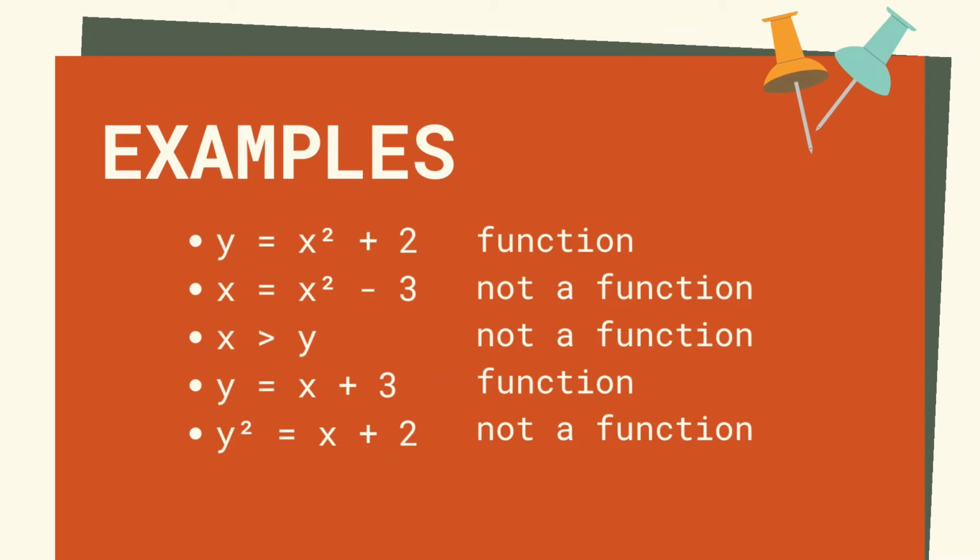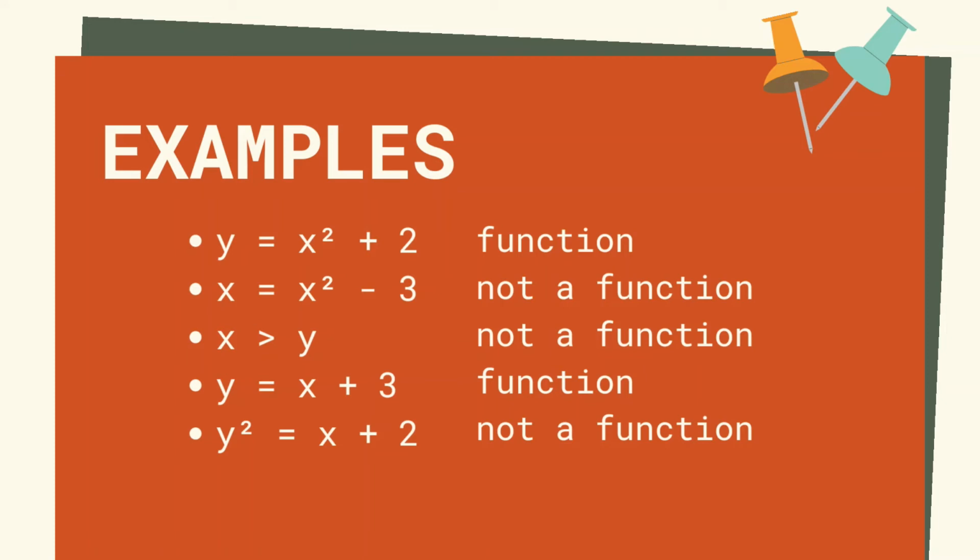The fourth example is y is equal to x plus 3. This is a function because it is in equality form and has x and y. And the last example is y squared is equal to x plus 2. This is not a function because the exponent of y is even. Now we move on to function notation.